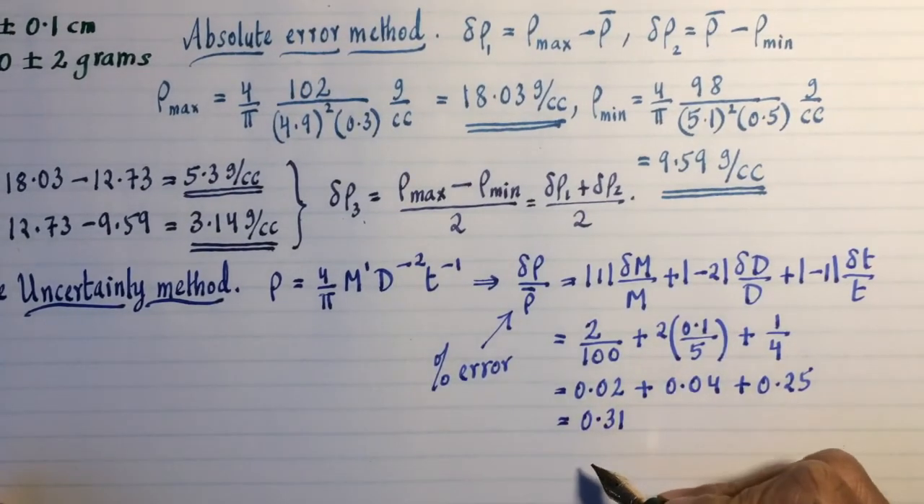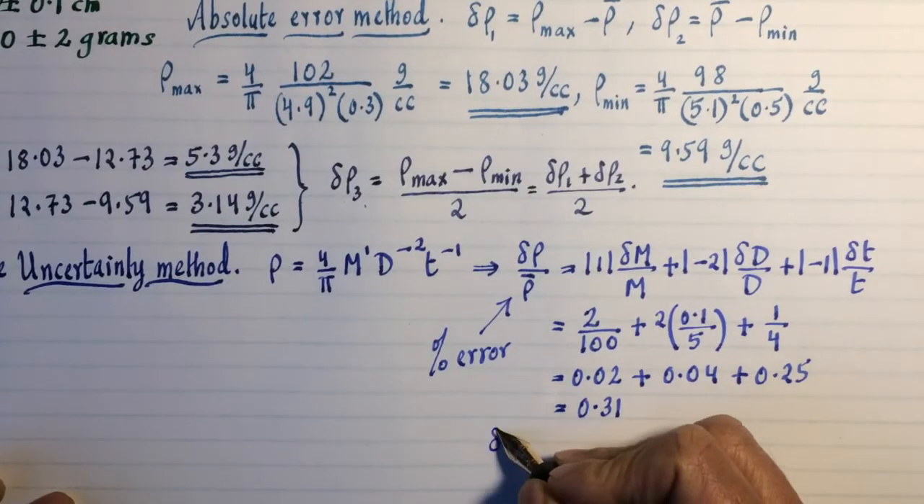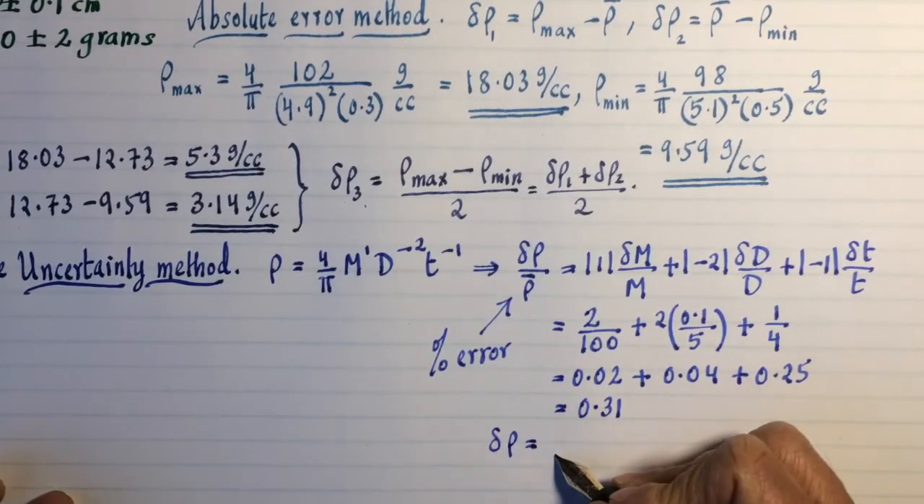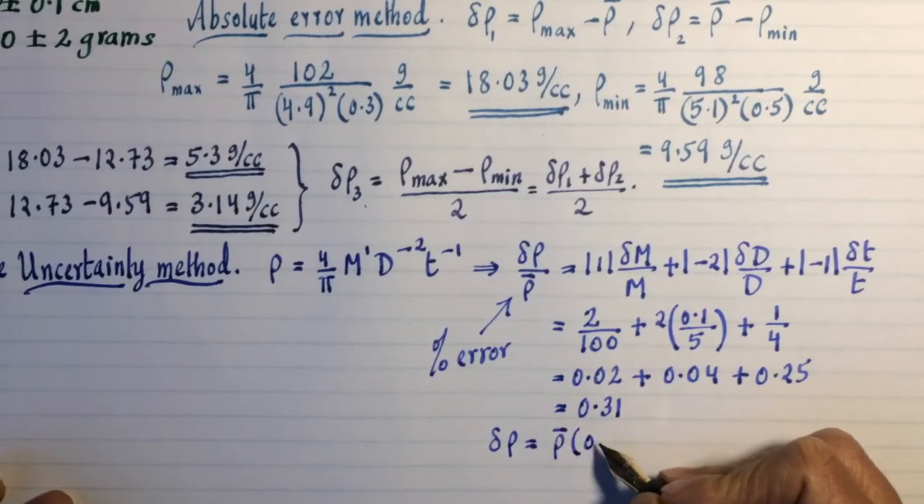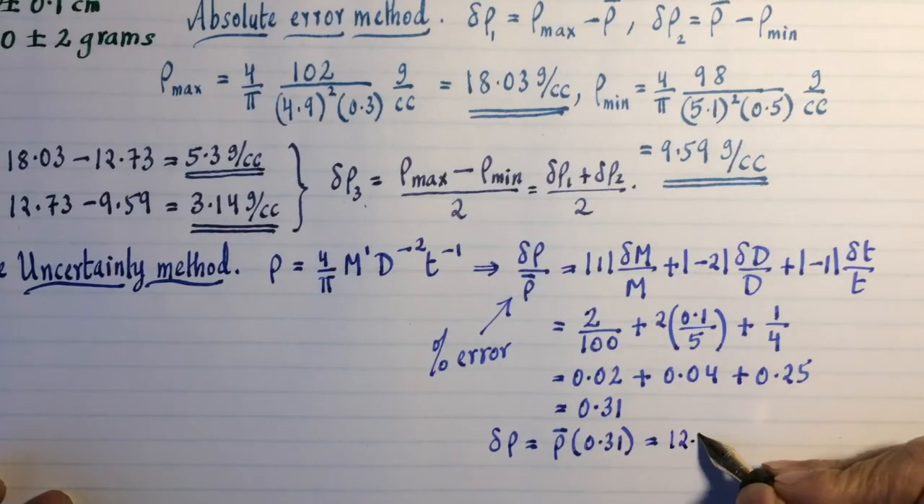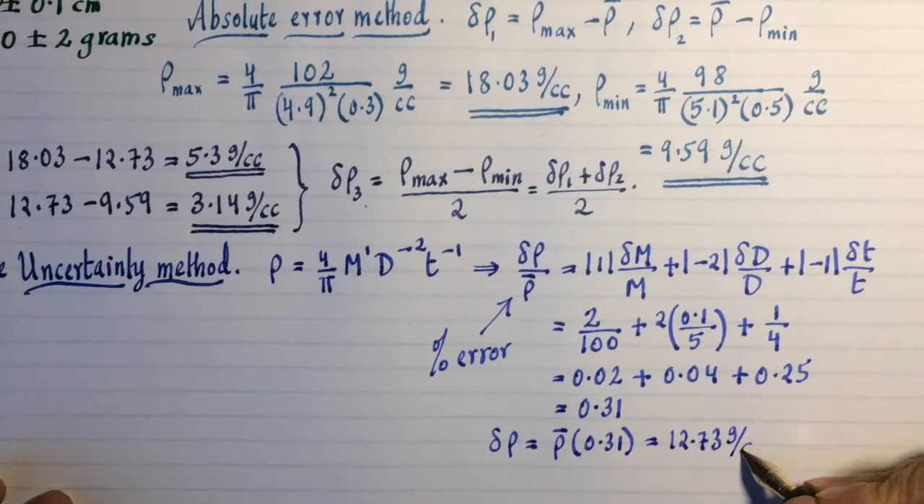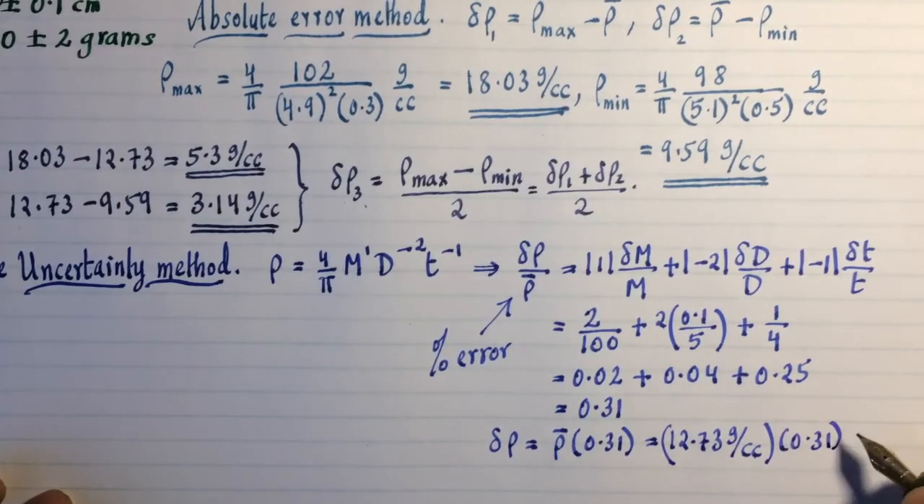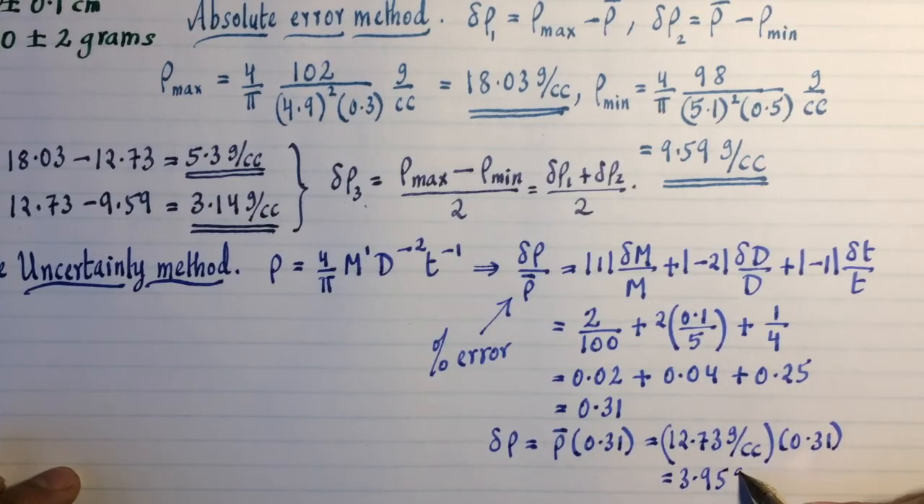And once I have delta rho by rho average, I can find delta rho by simply multiplying rho average on both sides. Well, rho average is just 12.73 grams per cc. So if I multiply that with 0.31, then I get 3.95 grams per cc. So this is by far the most refined calculation. It comes close to the delta rho 2 there.